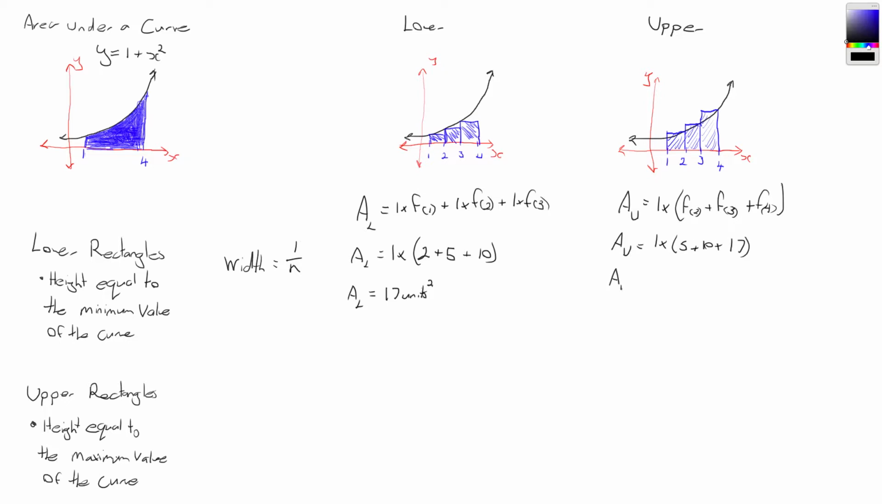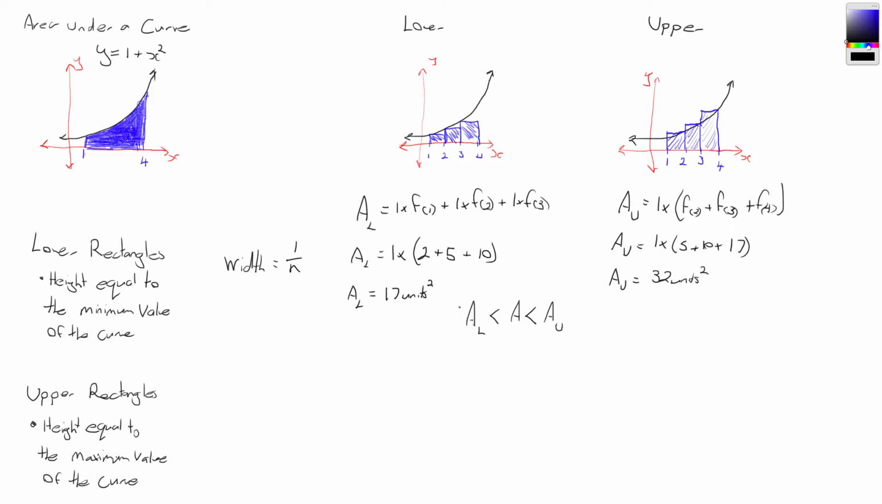All of this will then equal 32 units squared. So the area under this curve lies somewhere between 17 and 32 units. So we could say that the lower boundary... we could write it like this. So the area is somewhere between 17 and 32.